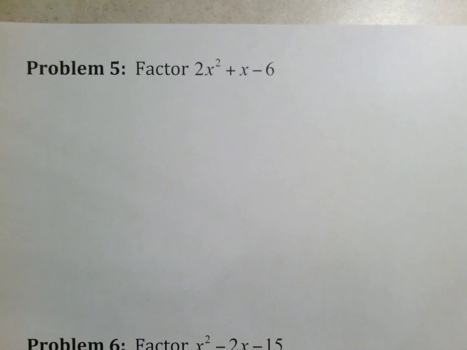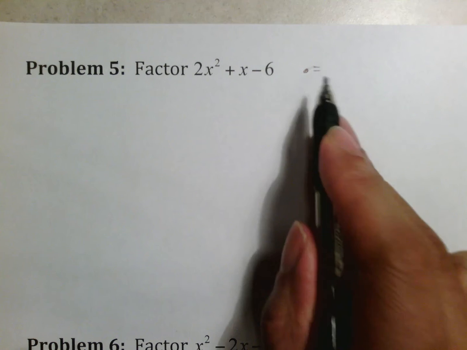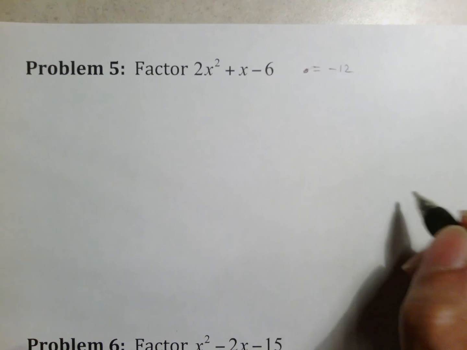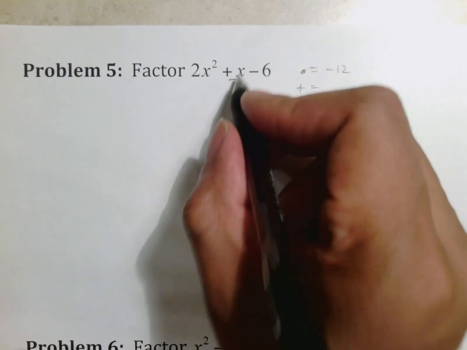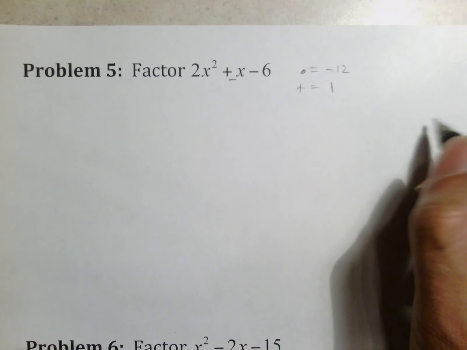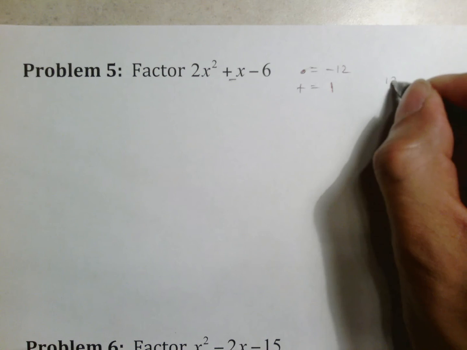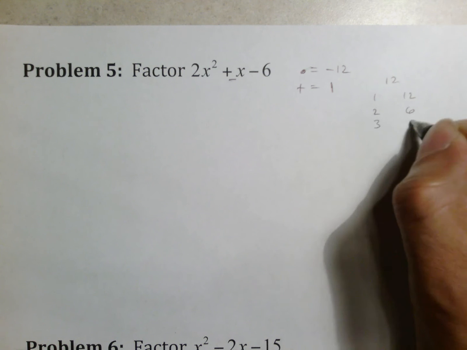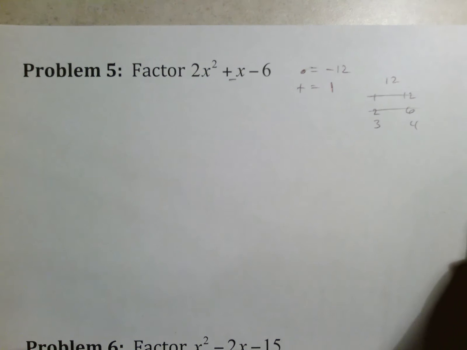Again, factor 2x squared plus x minus 6. The first thing we must do is translate. So we want numbers that multiply to be 2 times negative 6, which is negative 12. And we want numbers that add to be whatever's here, and there is no number there, but remember that is an invisible 1. So we want numbers that multiply to be negative 12 and add to be 1. Make the tree for the top number: 1 and 12, 2 and 6, 3 and 4. That doesn't make 1, that doesn't make 1, but this does.